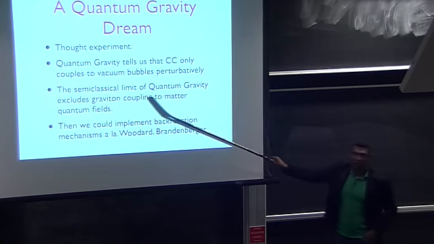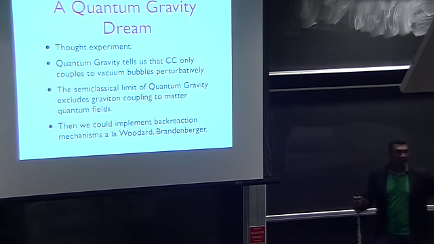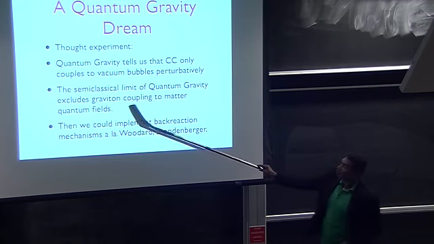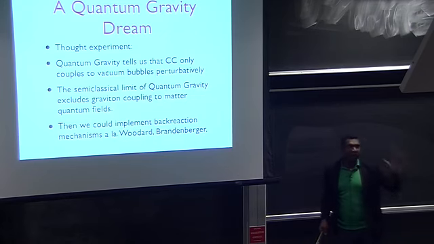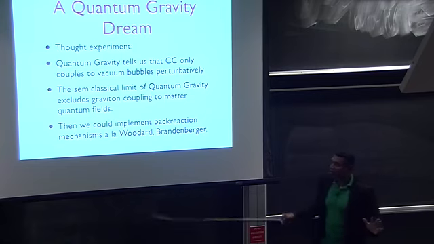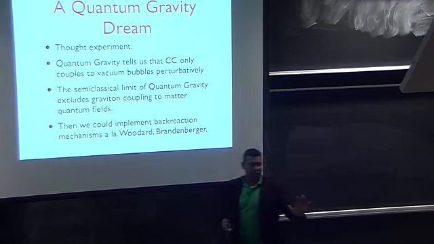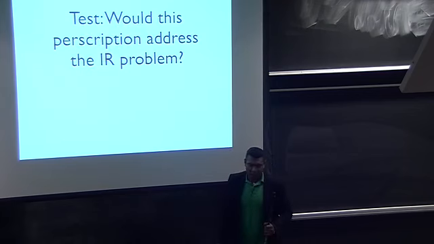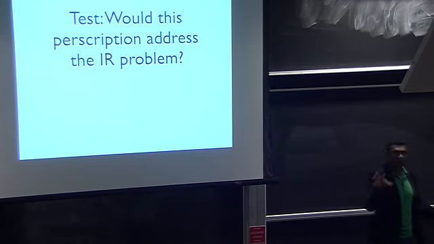But in the semi-classical limit of your quantum gravity theory, when the gravitational field is semi-classical, so you have flux, for example, whatever that is, it excludes graviton coupling to matter quantum fields. All right, this is a weird idea. Then we can implement the backreaction mechanism a la Woodard and Brandenberger, and you solve the cosmological constant problem in both regimes. With this prescription, your theory will now potentially predict something.